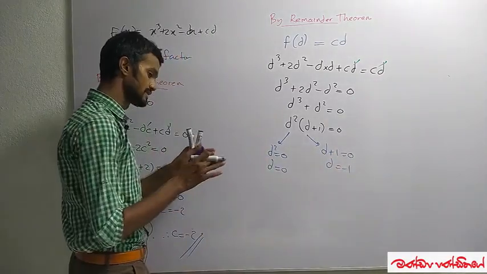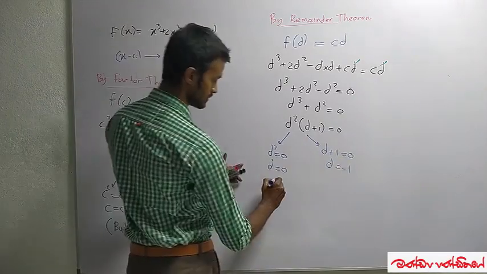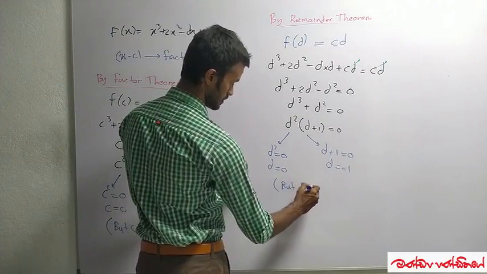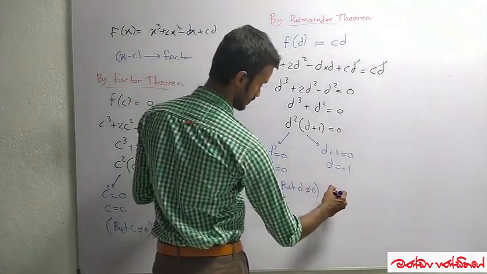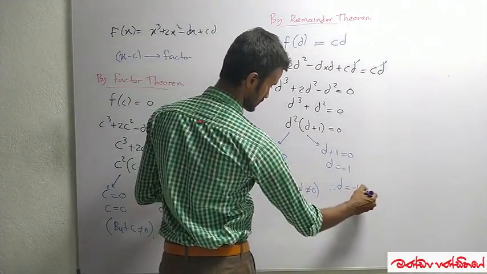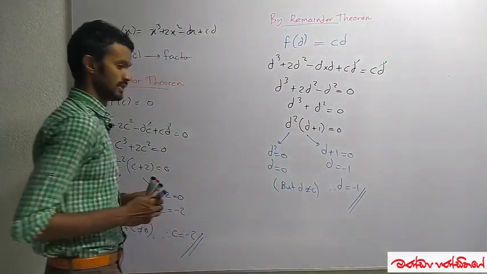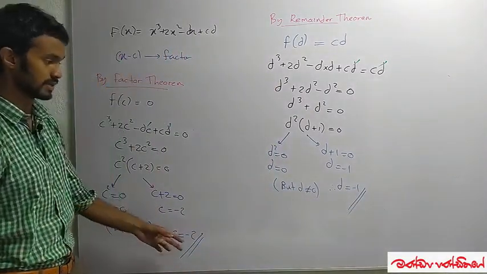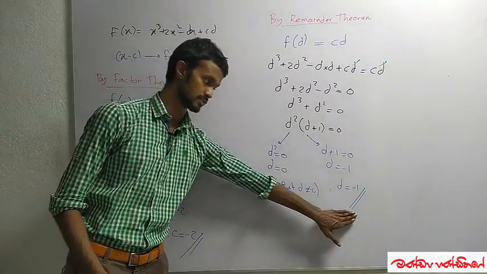But they have given us that c and d are two non-zero real numbers, which means d is not equal to 0. Therefore, the only answer is d = −1. They are asking us to find the values of c and d. I get c as −2 and d as −1.